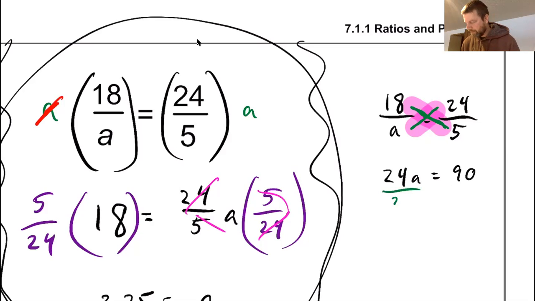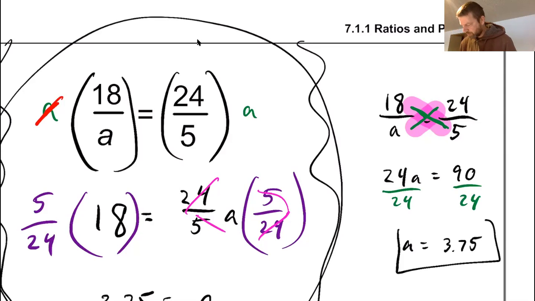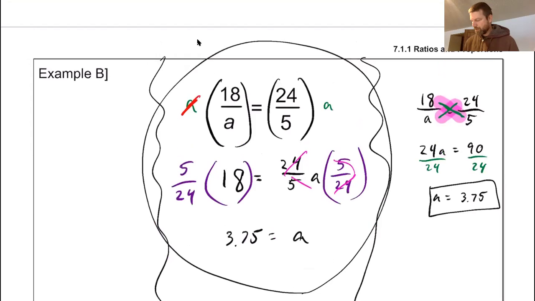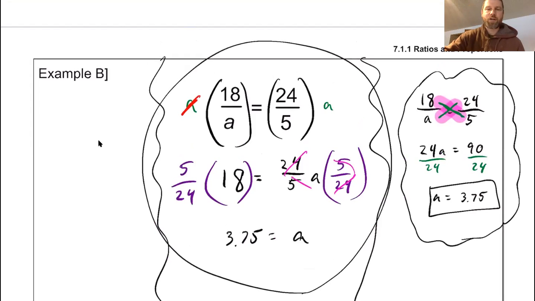Exactly right. Divide by 24. I get a by itself. 90 divided by 24 is 3.75. Same answer I got before. Take a look at that. This method on the right. How easy or hard does that one feel?